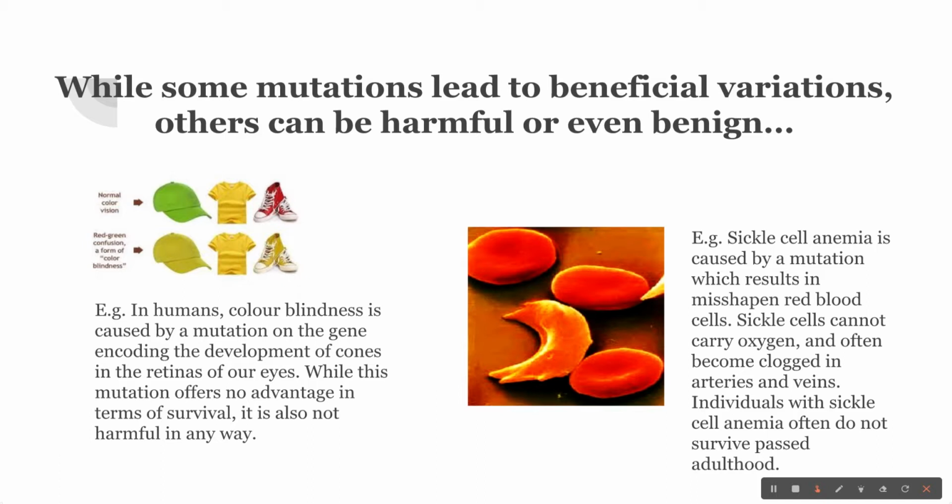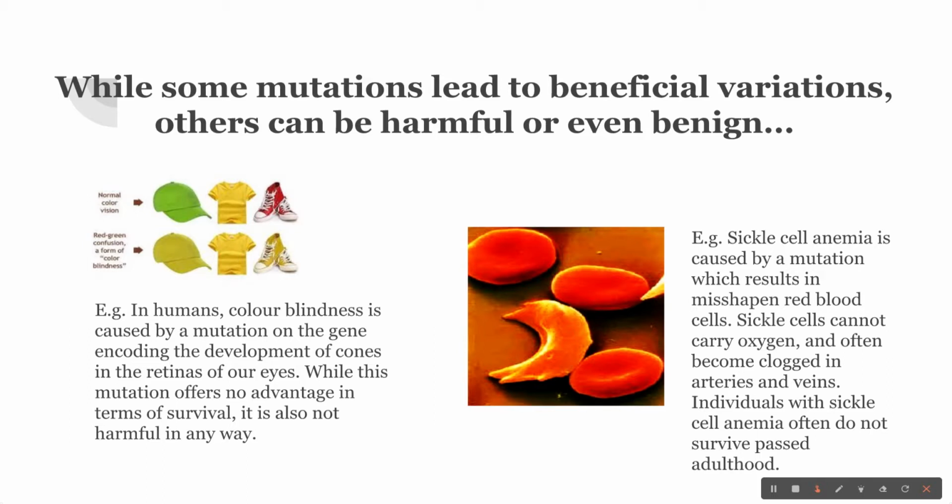So that would be a non-harmful one. But a harmful one could be something called sickle cell anemia. It's a mutation of your blood cells. So it misshapes your blood cells. The regular blood cells are ovally shaped with a little hole in them. Sickle cells become flat and misshapen. But they cannot carry oxygen, which our normal cells do.